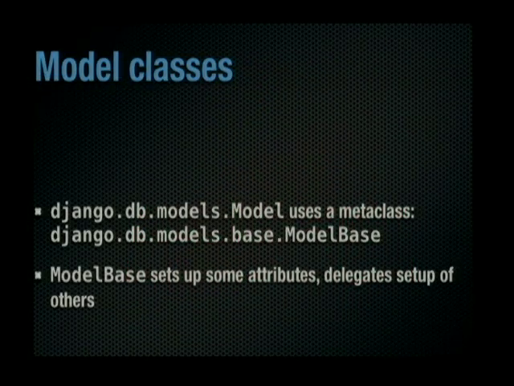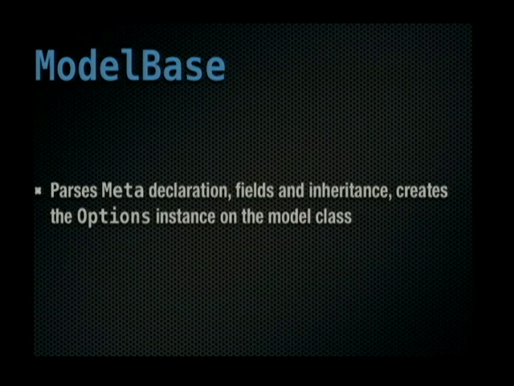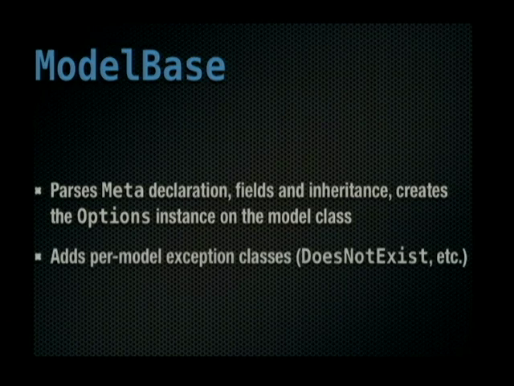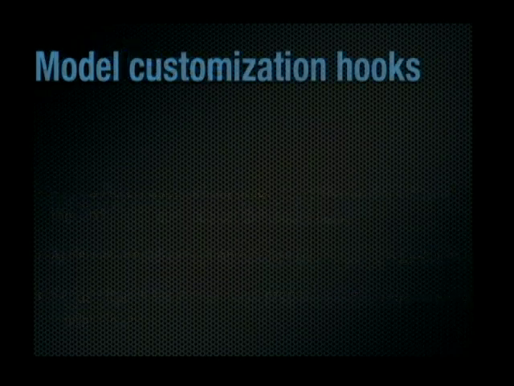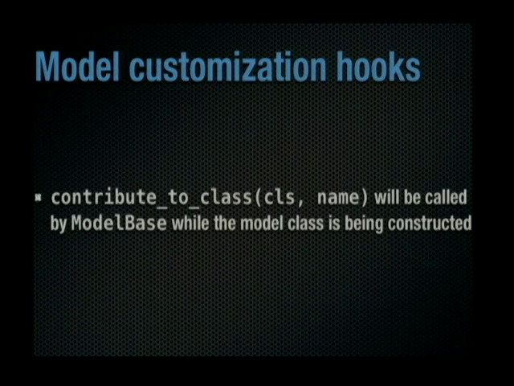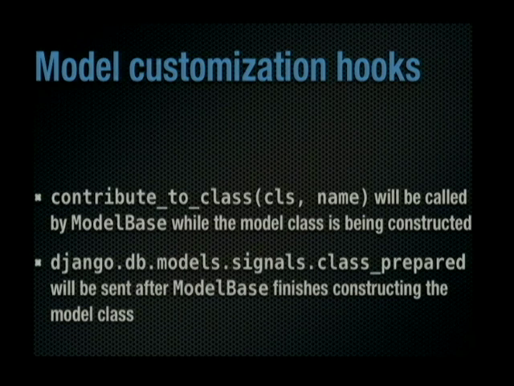It sets up some attributes on the model class. It delegates some of the others. Basically, when you declare your little inner class Meta, it reads through what's in there and creates an instance of a class called Options, which it then attaches back to your model class so that we have access to that. Basically, Meta is just syntactic sugar to make it look nice and be easy to write. What it ends up as is this Options class. It also sticks on some per-model exception classes, things like the DoesNotExist exception, which we write one of those for every single model class. It sends some signals through the Django dispatcher saying, hey, we're preparing a class and we're registering a class. It does offer some customization hooks. There's a method called contribute_to_class.